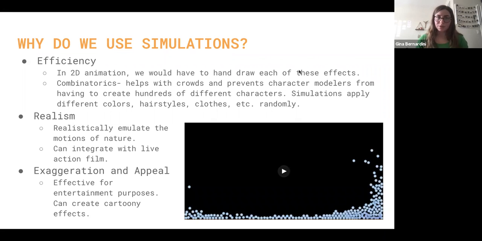So why do we use these simulations? I mentioned efficiency briefly. In 2D animation, of course, that's stylistic. You can do that, it has the same effect, but you'd have to hand draw each one of these effects. It takes a long time. It's not always accurate. In cases like combinatorics, it's simply for efficiency. The animators and the modelers can do the animation, they can create those models, but in the interest of time, in the interest of a production, this is going to save a lot of time. So creating crowds and preventing character modelers from creating hundreds of different characters.